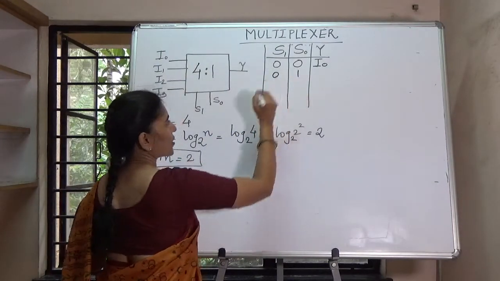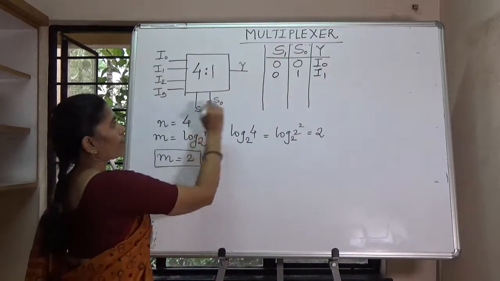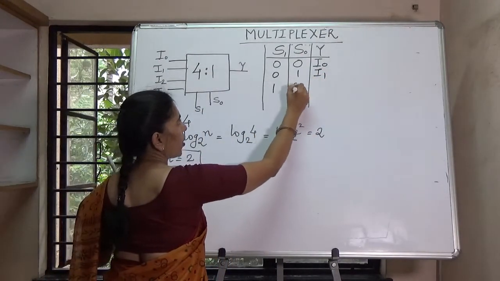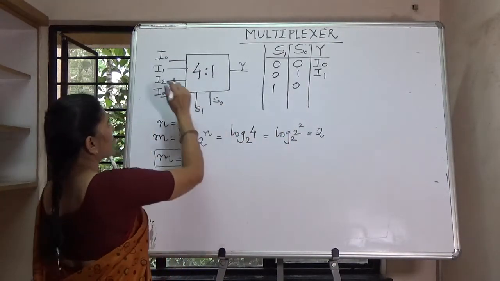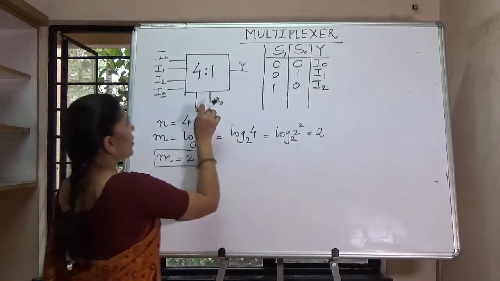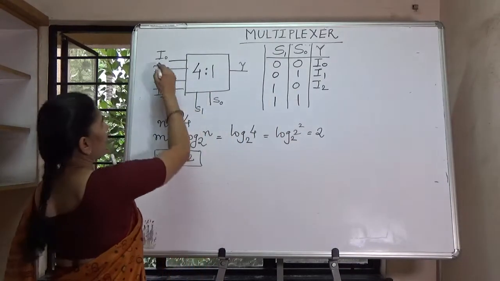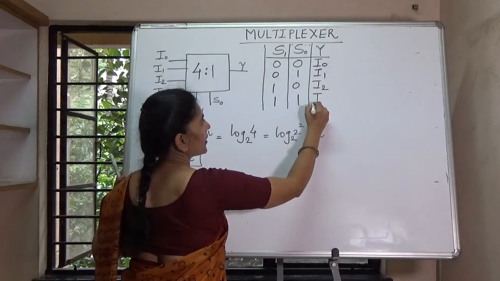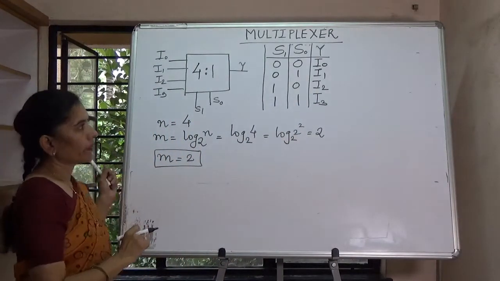If S1 and S0 are 0, 1, then I1 will be selected. If the third combination is there at the select inputs, that is 1, 0, then I2 will be selected, so Y will be equal to I2. If S1 and S0 are 1, 1, then I3 will be selected and therefore Y will be equal to I3.